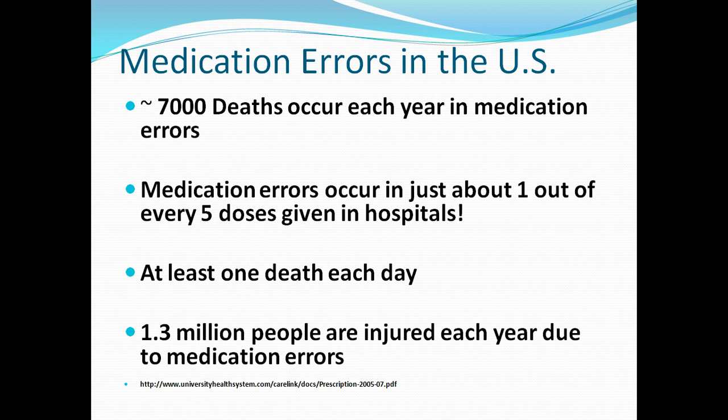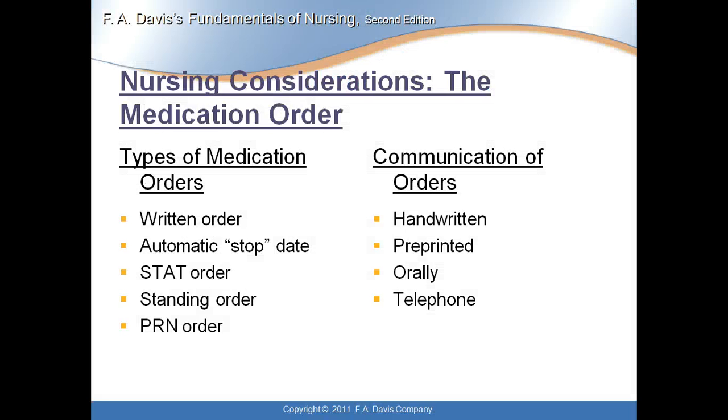There are approximately 7,000 deaths which occur each year from medication errors. Medication errors occur in just about 1 out of every 5 doses given in the hospital. At least 1 death each day, and 1.3 million are injured each year due to medication errors.